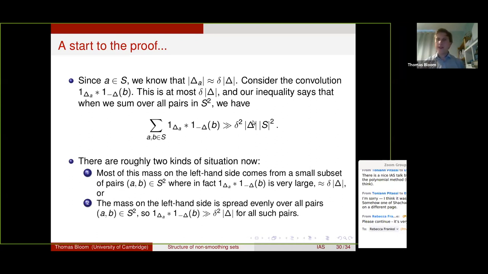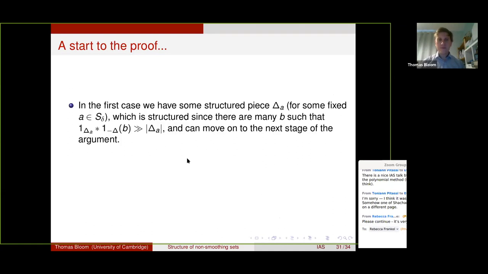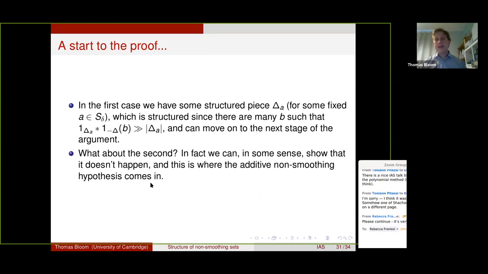Okay, so there are two kind of ways this lower bound can arise. One is that most of the mass comes from a small set of pairs where the convolution is very large, or maybe it's spread out over all possible pairs inside S squared, where the convolution is fairly small, but little delta squared. In the first case, basically this is good and we exit. So we have some structured piece delta A, we take that out of delta, and we do the rest of the proof. You have to do a lot more work, but for our purposes that's done. The key point is that the second case can't really happen if we're additively non-smoothing.